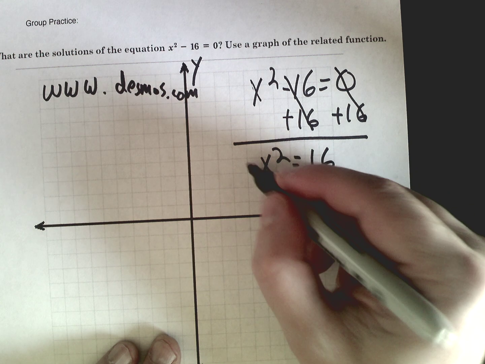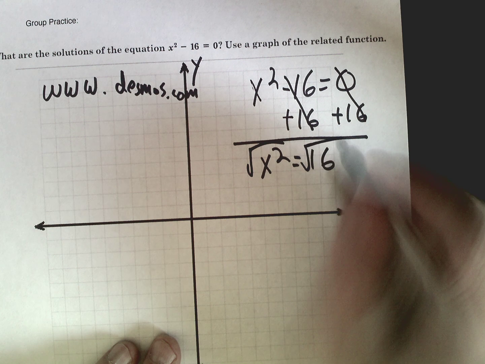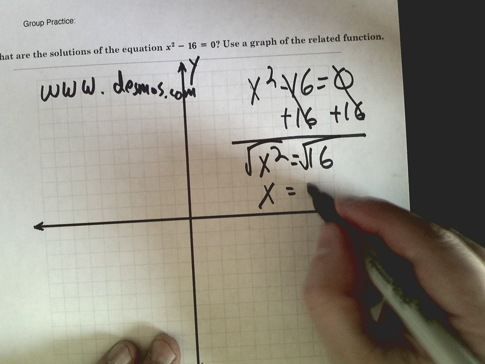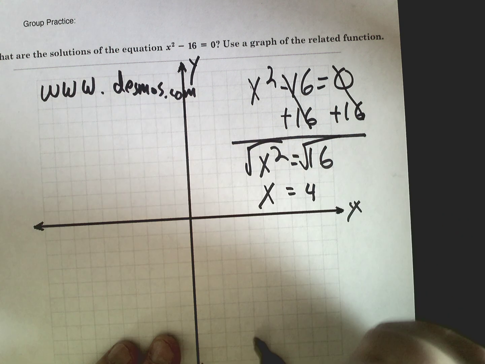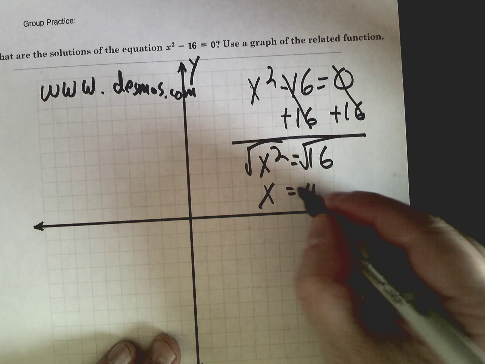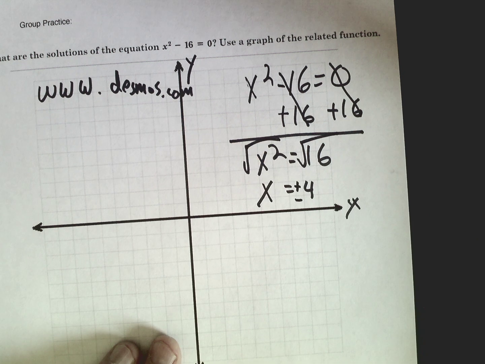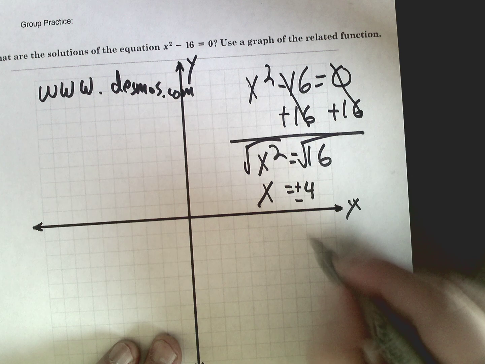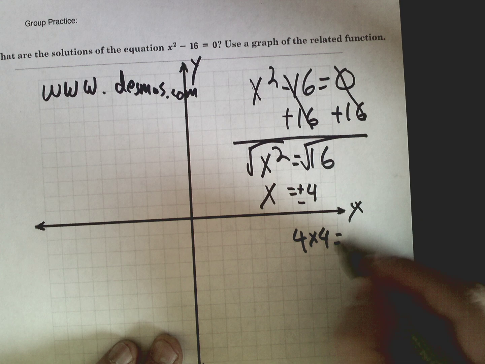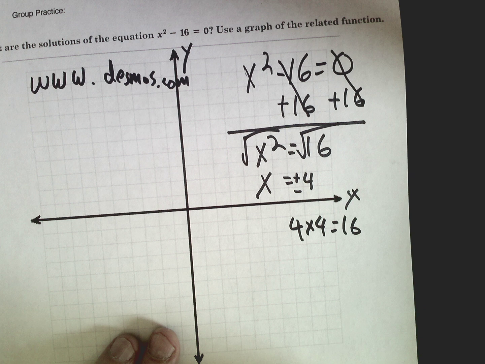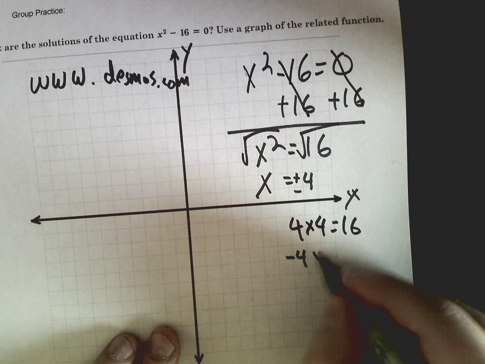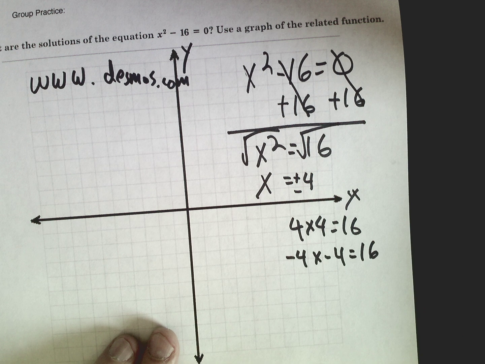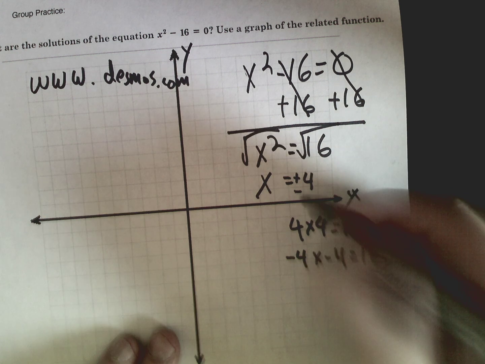Next step, I got to get rid of this little thing. To get rid of a square, I square root. The square root of x squared is just x, and the square root of 16 is 4. But it's not just 4. It's both plus 4 and minus 4, because 4 times 4 is 16. So that's one way to get 16. Another way to get positive 16 is negative 4 times negative 4. So I have to say it's plus and minus.